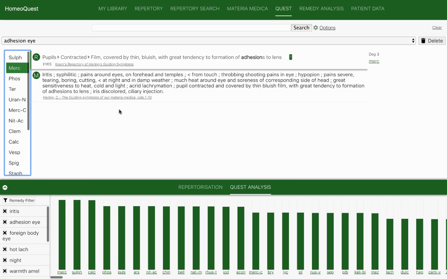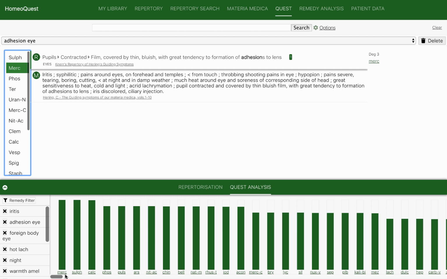So Merc comes up in Hering's Guiding Symptoms for syphilitic iritis. And look at that: pain around the eyes, shooting pains, hypopyon, which is nothing but exudation, severe pains, tearing, boring, cutting, aggravation at night and in damp weather. Pupil is contracted with great tendency to formation of adhesions to the lens, iris discolored, ciliary injection. How great is that? Acrid lacrimation, sensitive to heat, cold and light.